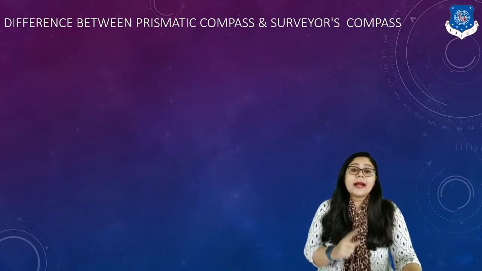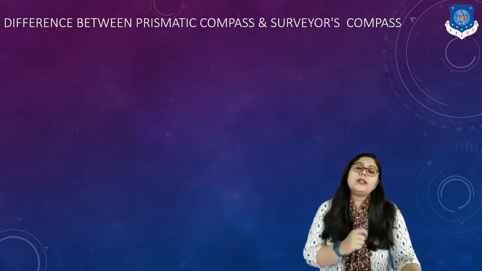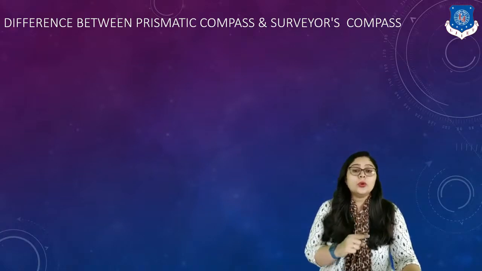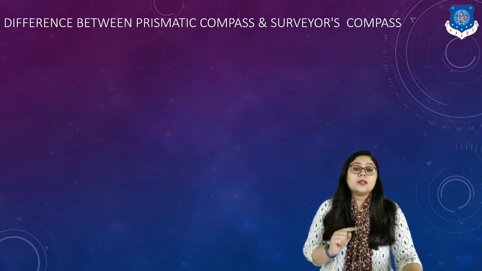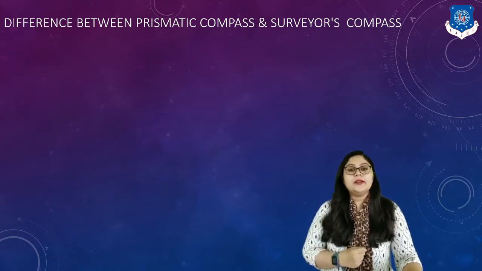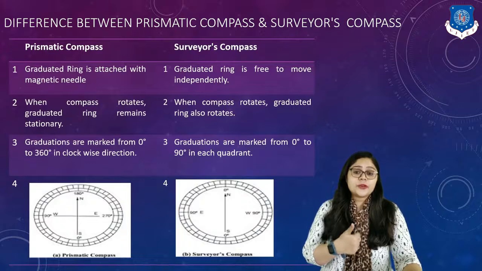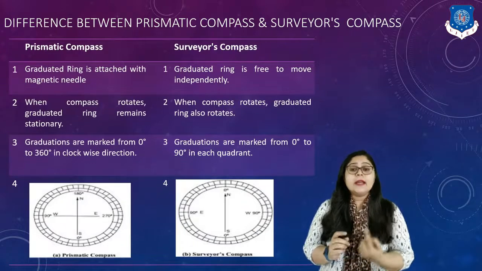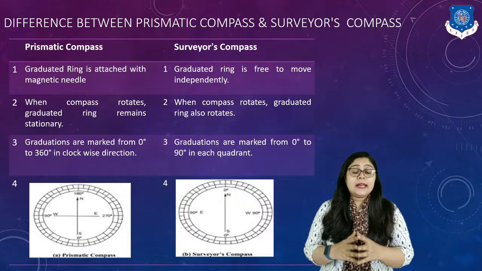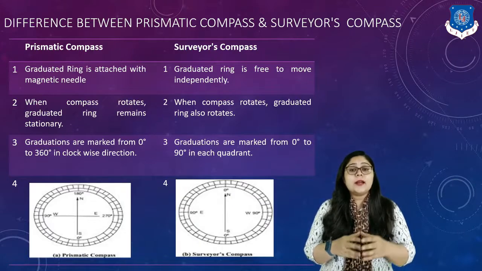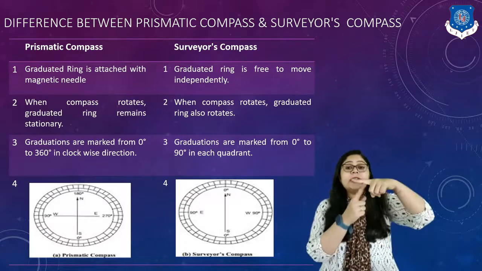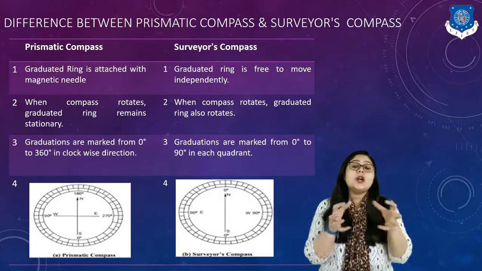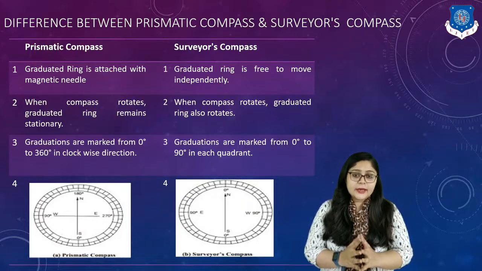Now let's get an idea about the difference between these two, because one should know the difference so that they can identify which kind of compass is more accurate or must be used while we go to the field, right? So here the first difference is whether the graduated ring is attached with the magnetic needle. As I said earlier, in prismatic compass the needle is fixed with the ring, but in surveyor's compass the needle is freely suspended. It is not connected to the graduated ring, right?